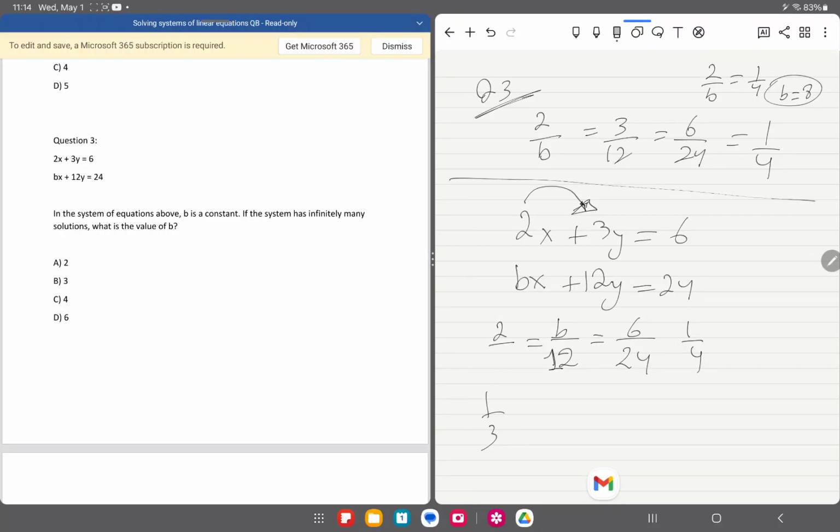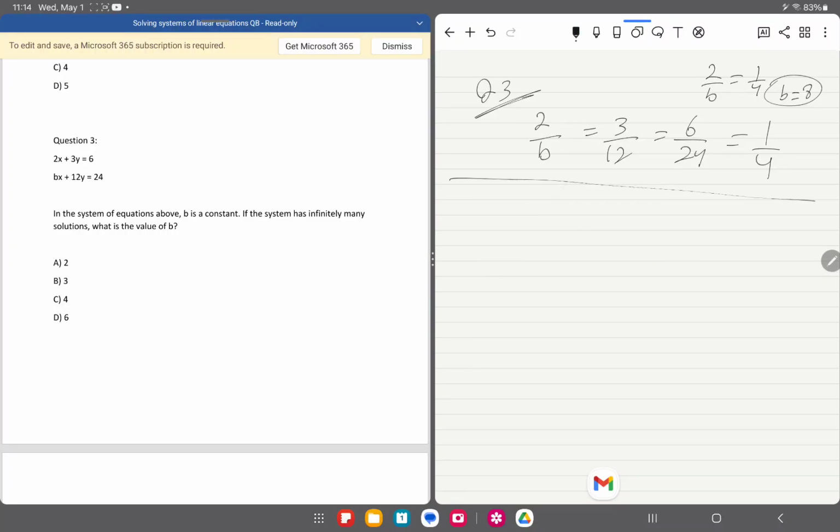Oh, wait. Infinitely many solutions, they all must be equal. Yeah, correct. So this one doesn't work. I can't really use the one next to it in order to check, but it's a rule. 2 over 3 must be equal to b over 12 must be equal to 6 over 24. So 6 over 24, I'm going to do it again. 6 over 24 is 1 over 4, and 2 over 3 is 0.66, and that one is 0.25.